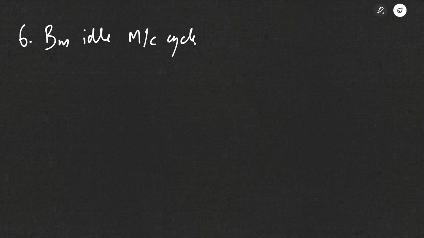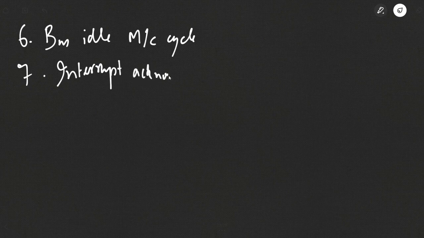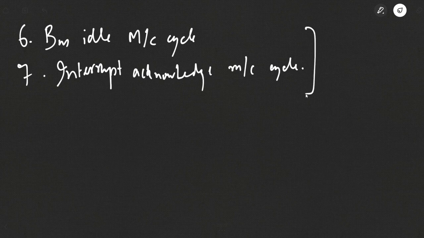The 6th type of machine cycle is the bus idle machine cycle, and the 7th is the interrupt acknowledge machine cycle. We'll be discussing these machine cycles again when appropriate. So far we have studied the instruction cycle and the machine cycle.